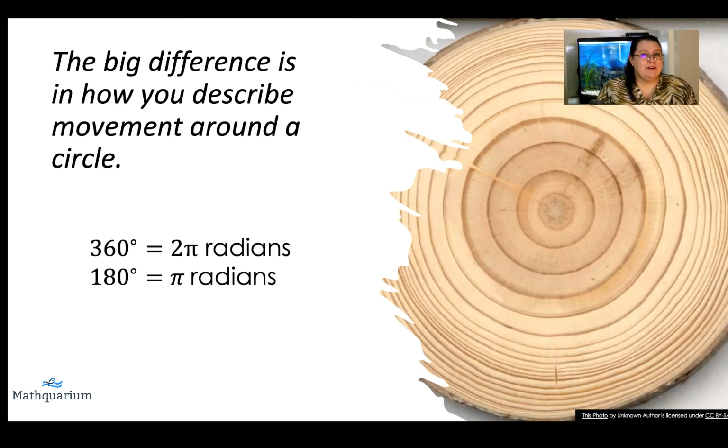The big difference between a radian and a degree is how we're describing movement around the circle. How are we describing each 1 unit change? Are we doing it in terms of the length of the radius, or are we doing it in terms of a fraction of the circle? And that ends our discussion about the difference between radians and degrees.